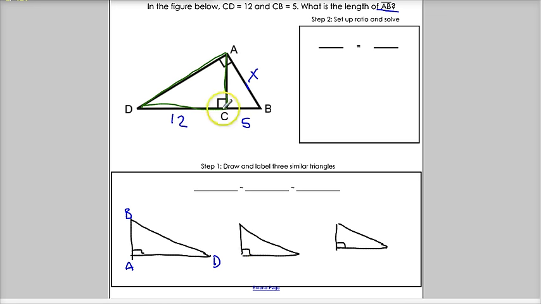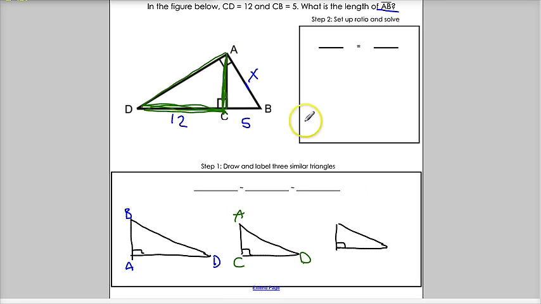All right, so our right angle is at C. Let's try to find our longer side. Is it this side or is it this side? Which one's longer? Well, it looks like CD is our longer side, so let's put D here, and our shorter side is here, CA.